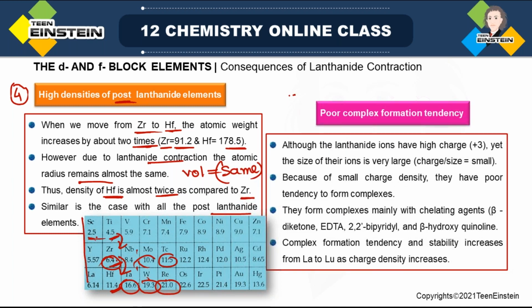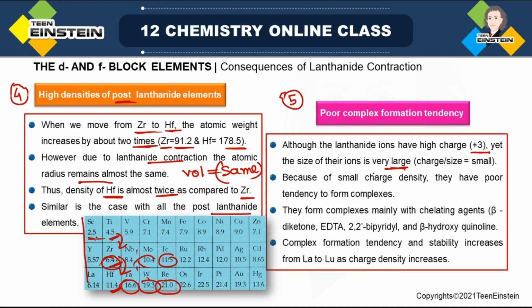After this point, the 5th point, poor complex formation tendency. Complex formation tendency we have seen in the case of d block elements. This is very common. Okay, but in the case of lanthanides, the complex formation tendency compared to d block elements is much less. Although lanthanide ions have high charge, so when there is high charge, we can expect that complex formation tendency should be good. But though the charge is high, the problem is that the size of their ions is very large.